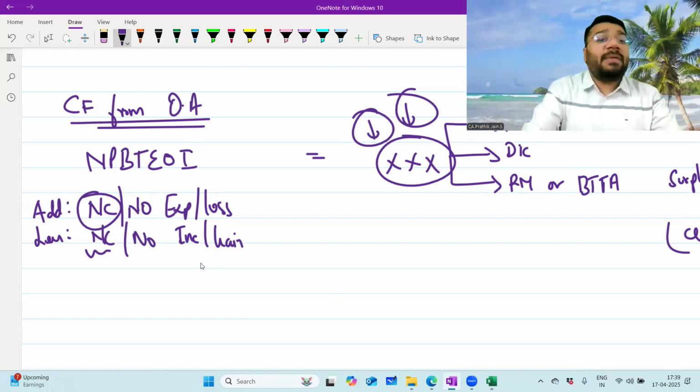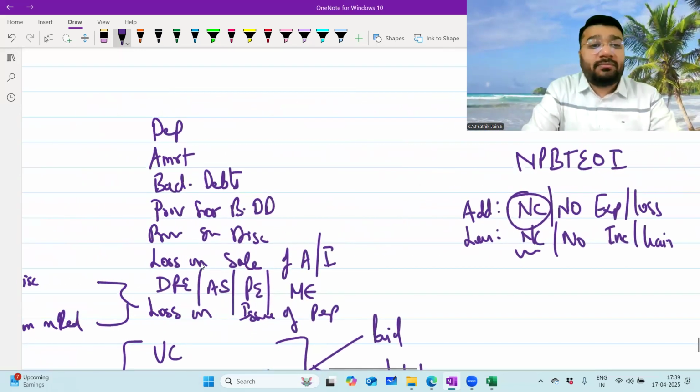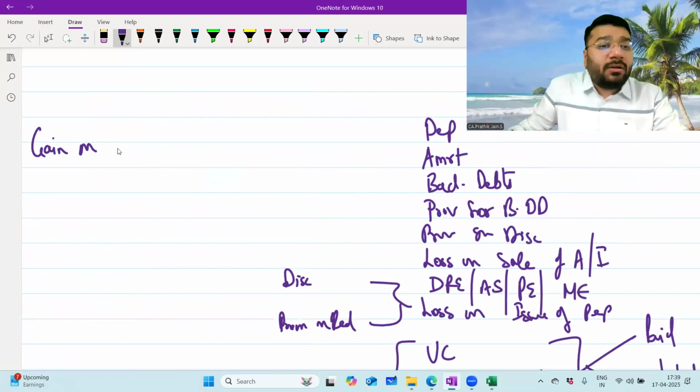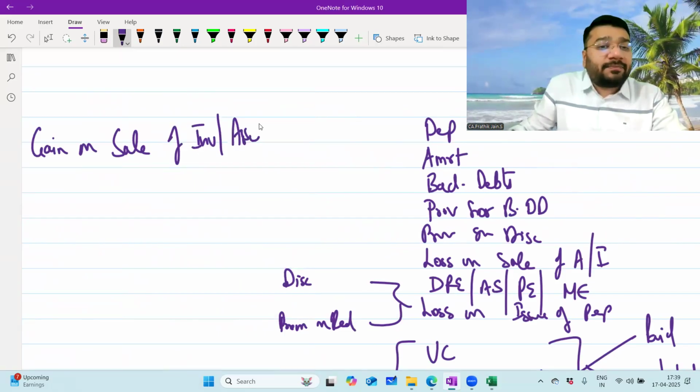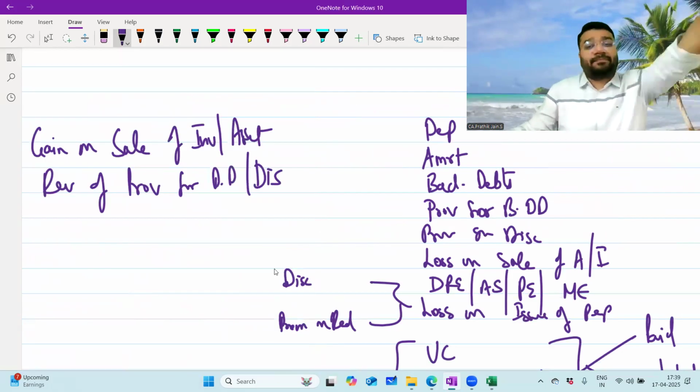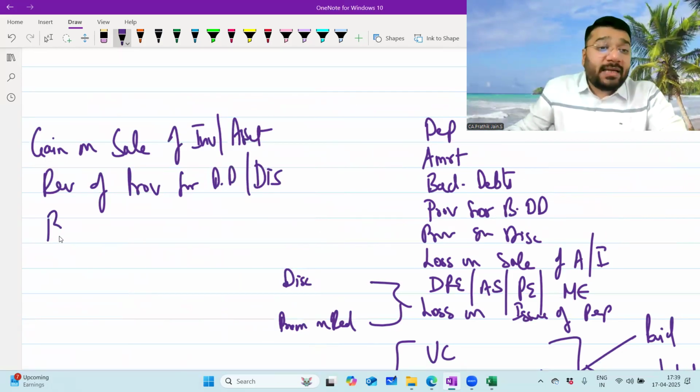Okay. Like that, can you give me an example of non-cash income? Gain on sale of investment or asset. Next. Reversal of provision. Very good. Reversal of provision for doubtful debt or provision for discount. Next. Bad debts recovered. Very good.